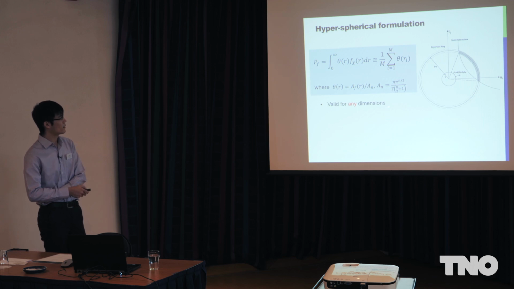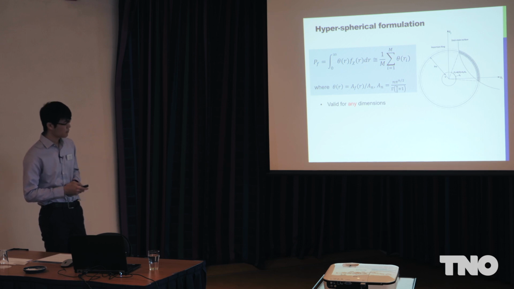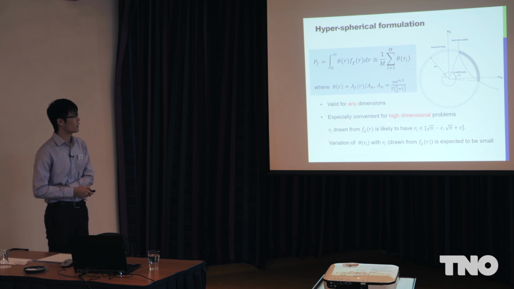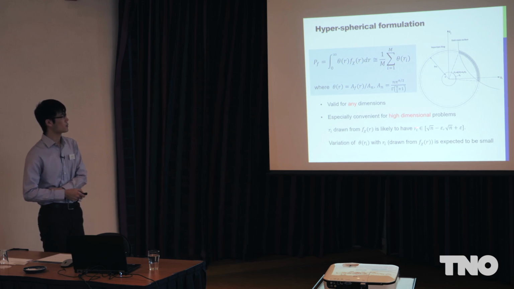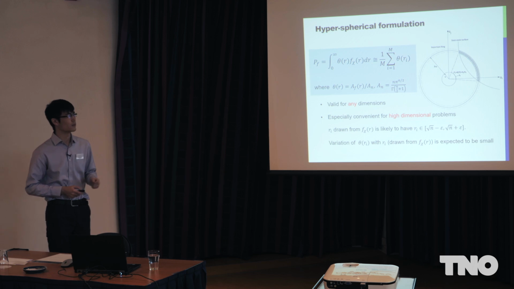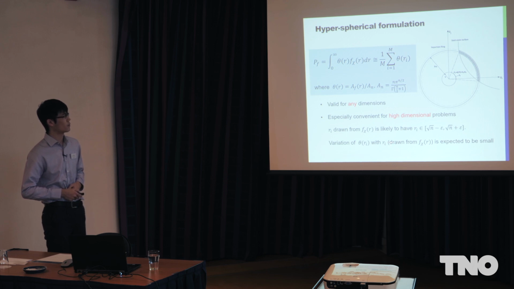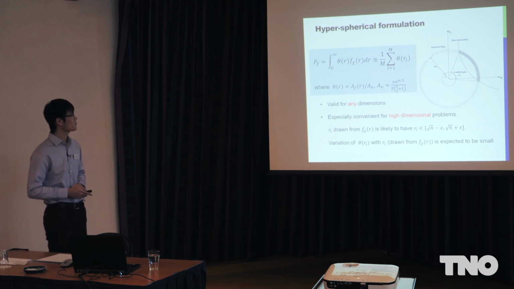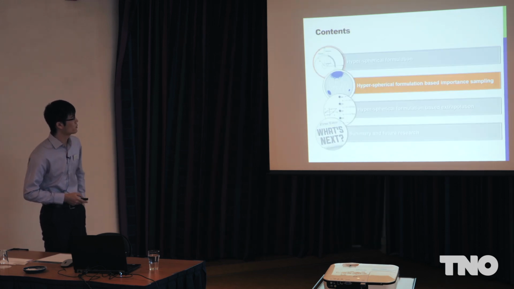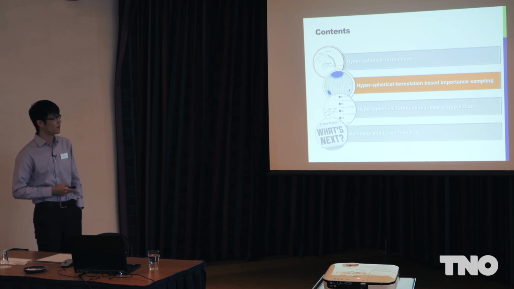And this formulation is valid for any dimensions, because we do not introduce any approximations in developing this. This is just a correct formulation. However, it's especially convenient for high-dimensional problems. This is because the random distance drawn from the chi distribution is likely to be concentrated in this important ring region. And so the variation of this failure ratio with this radius is expected to be small. So yeah, this is the hyper-spherical formulation, and I will use this formulation many times to develop different methods.